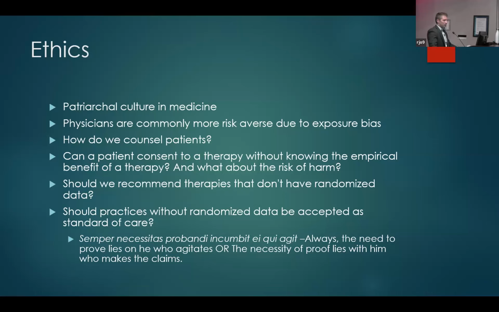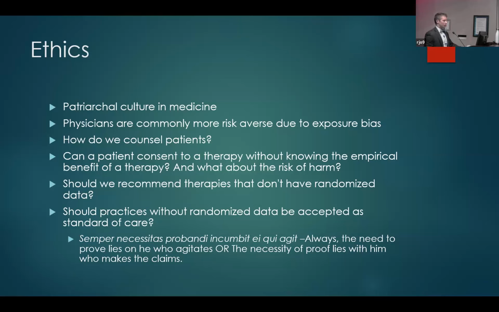Can a patient consent to therapy without knowing the empirical benefit of a therapy? That's more of a rhetorical question. But I think it's important to think about, and we do it a lot with TPA. We say you have this percent chance of getting better, and you have a 5%, 6% chance of bleeding, and you have a 1% chance of intracranial bleeding. And maybe in that situation, it's more appropriate to share numbers depending on the patient.